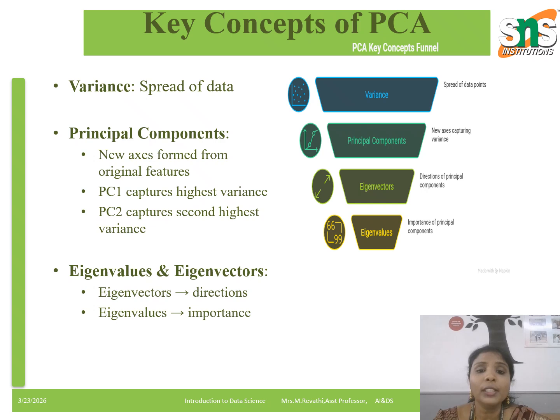Next, we see what the key concepts of PCA are. First is variance. Variance means how much the data is spread. Next one is principal components. These are new axes created from the original data. The first component, called PC1, captures the highest variance, and PC2 captures the second highest variance.